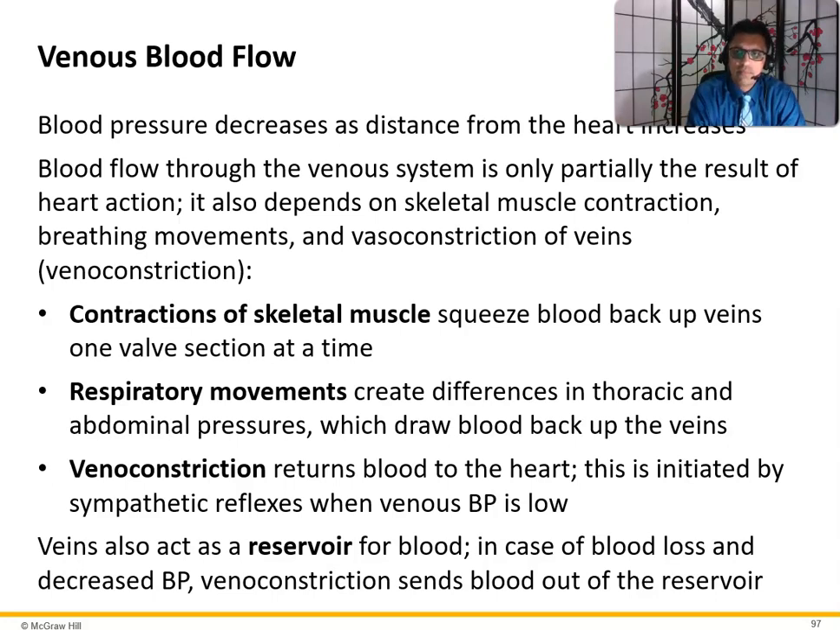Respiratory movements: breathing creates differences in the thoracic and abdominal pressures which draw blood back up the veins. Vasoconstriction returns blood to the heart. This is initiated by sympathetic reflexes when venous blood pressure is low. Remember, veins also act as a reservoir for blood in case of blood loss and decreased blood pressure. Vasoconstriction sends blood out of that reservoir.